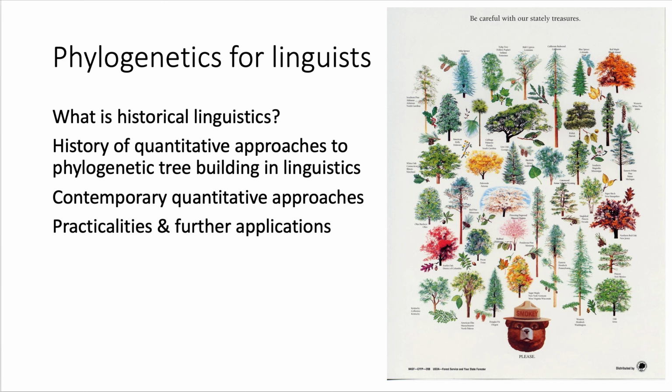Then we talked about contemporary quantitative approaches, mostly about character-based approaches, and had one slide on practicalities and a very limited amount of information on further applications. But please do have a look at the references for further interesting ideas for you to explore. I hope that I have conveyed that there is this inherent link between historical linguistics and phylogenetics. So to apply phylogenetics properly for linguists, the comparative method is essential. Many aspects of how historical linguists have worked for centuries are simply essential.